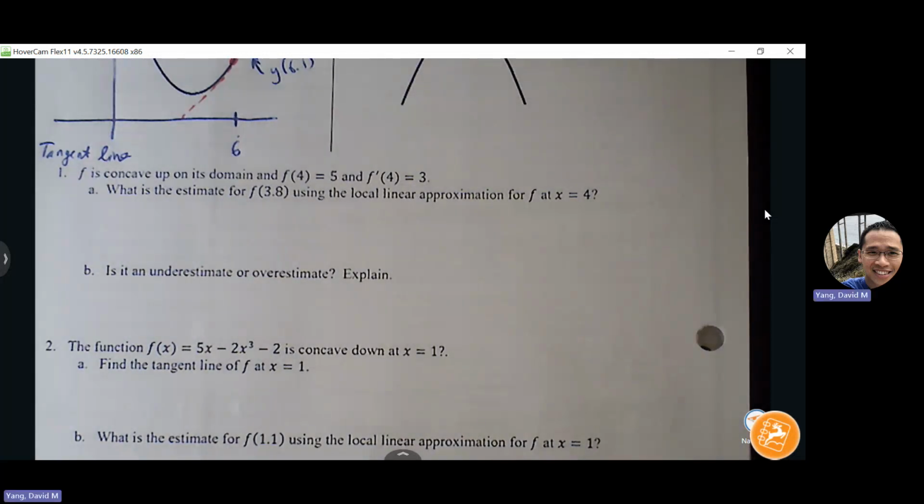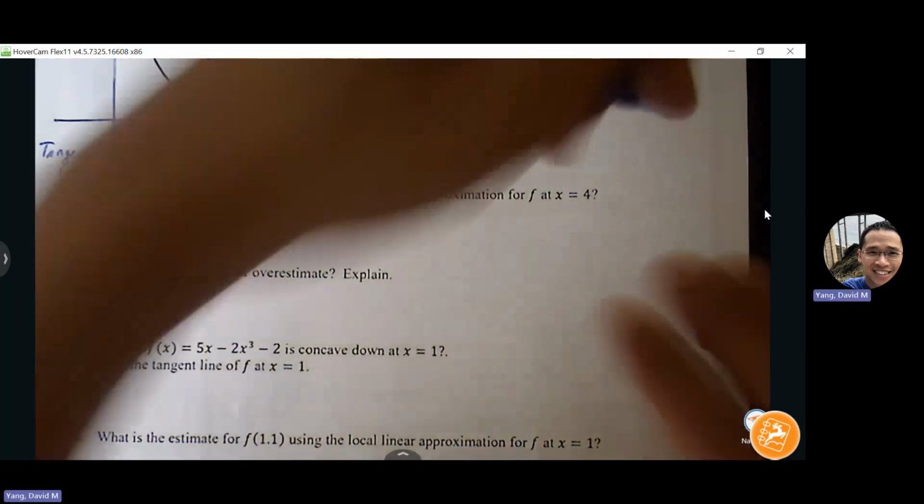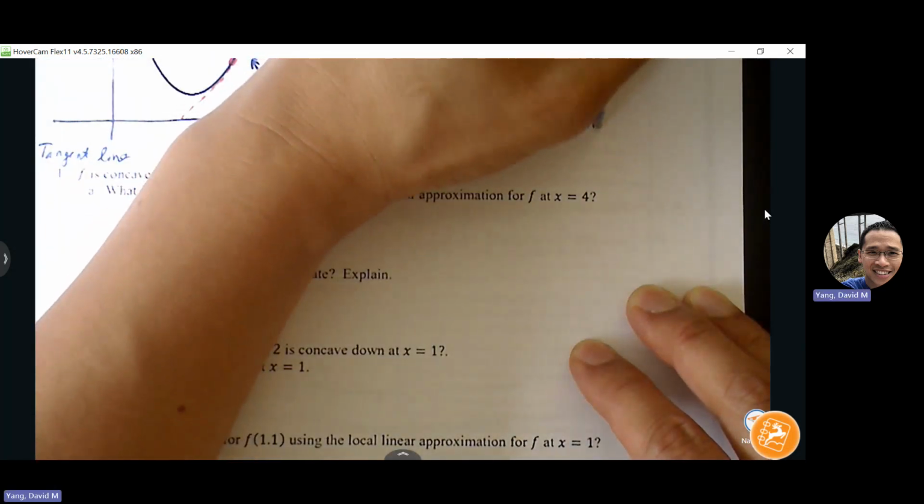Before we get to number one here, I'll just write down some quick steps that you will take when you are doing linear approximation. Everybody good with this? Okay, so linear approximation.